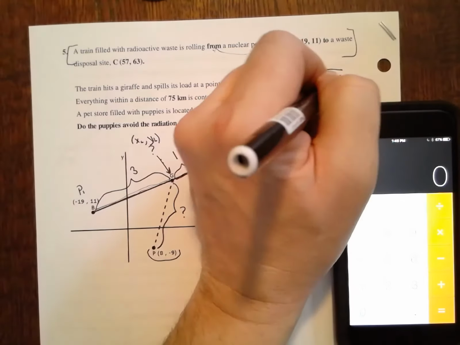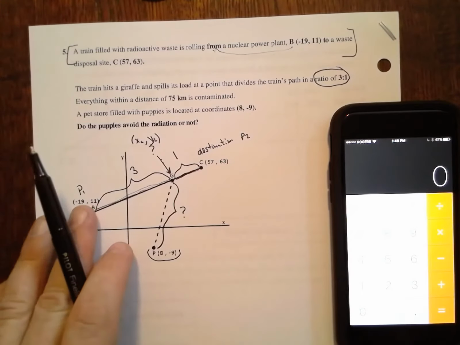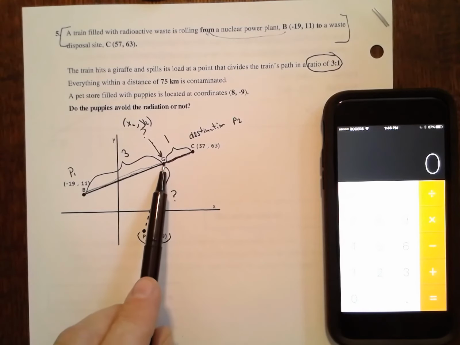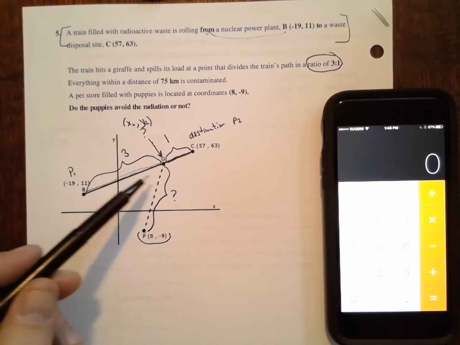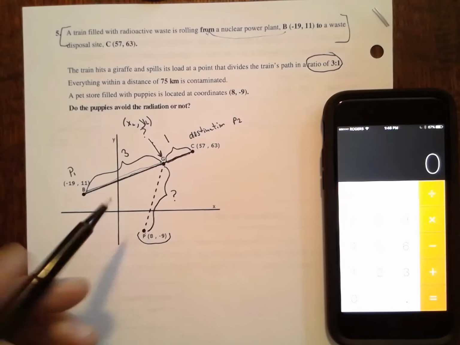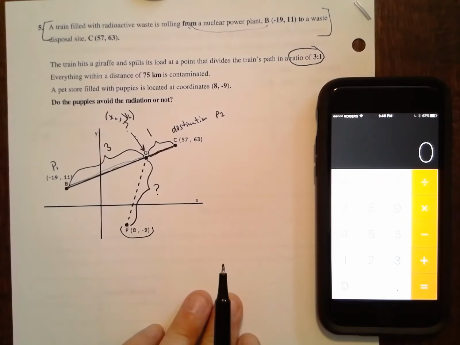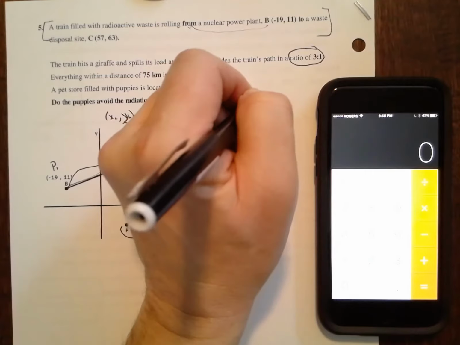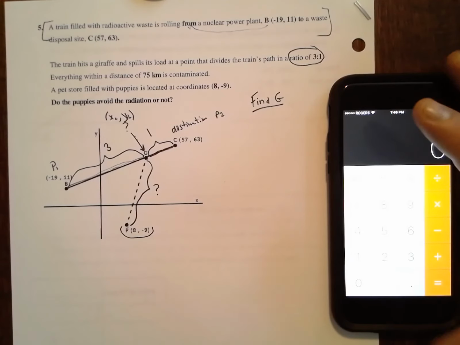So that's code. As soon as you see that ratio in the question, we know that we're using the locate a point formula. So basically, the way to solve the problem is really simple. We're going to find G using the ratio formula, and once we know where G is, we can plug it and P into the distance formula to see how far the distance is between the two. So the first thing we're going to do is find that train accident. So we're going to find G, and that's where the giraffe got struck by the train.